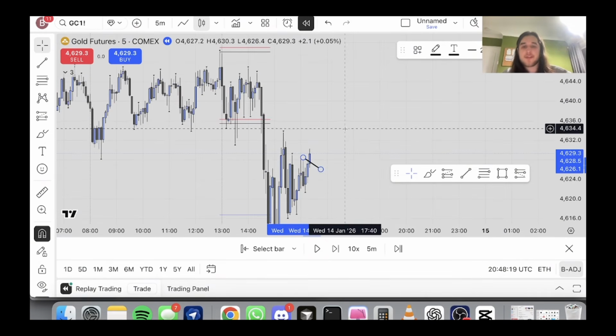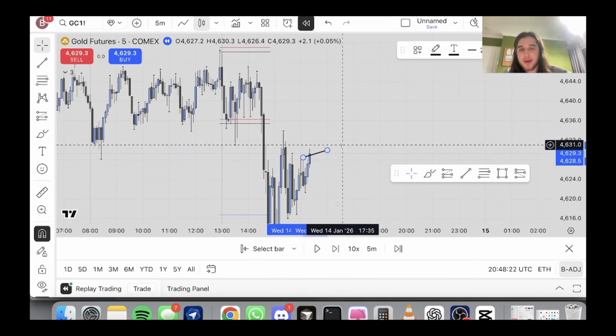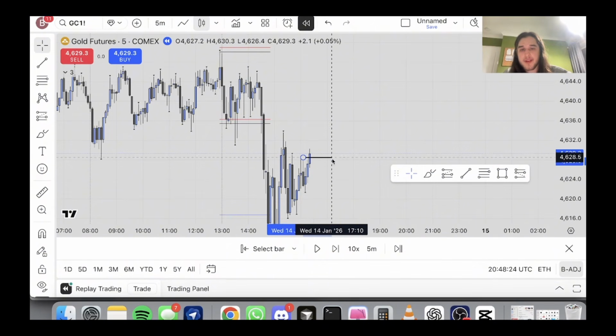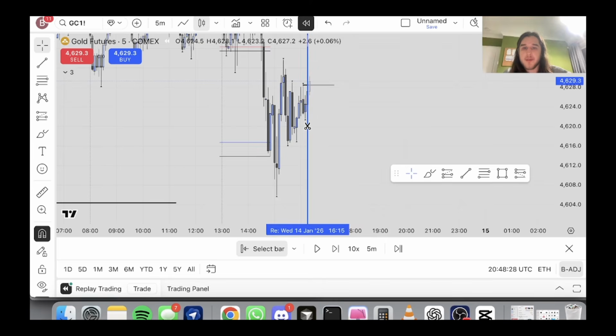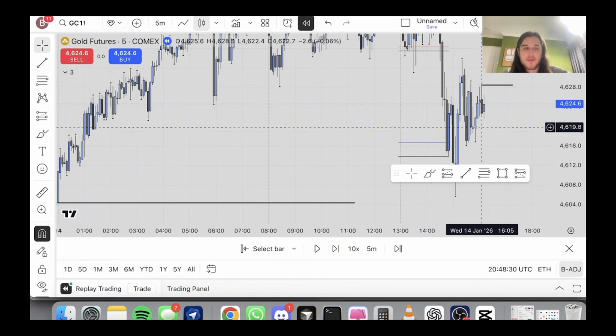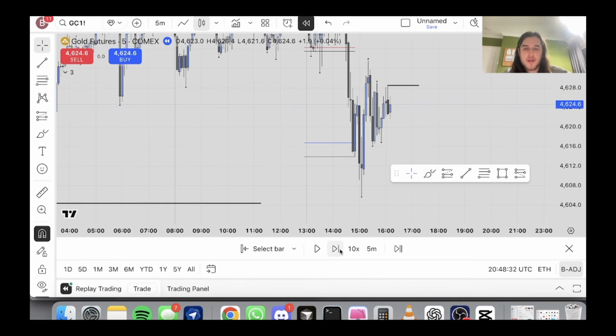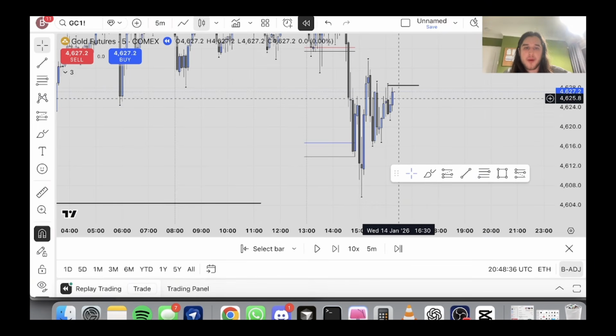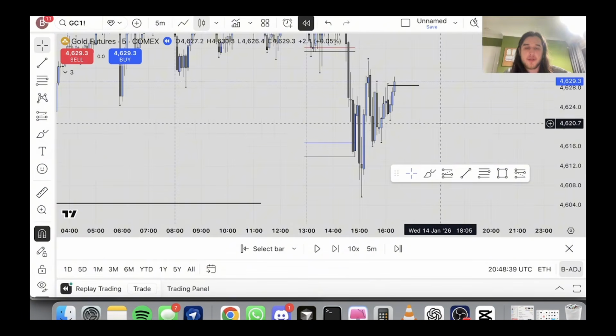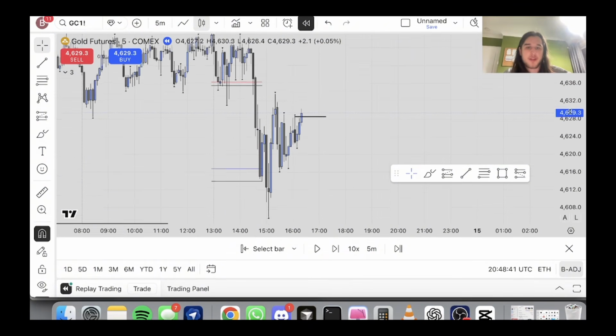And we actually have just got our break. Fucking hell, mate. Our break of structure. So if we go back, boom, we got a fractal here. Boom. It gets pushed through. That is called break of structure.